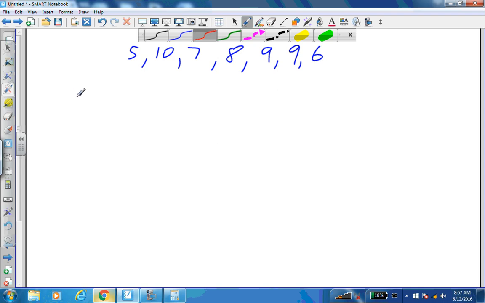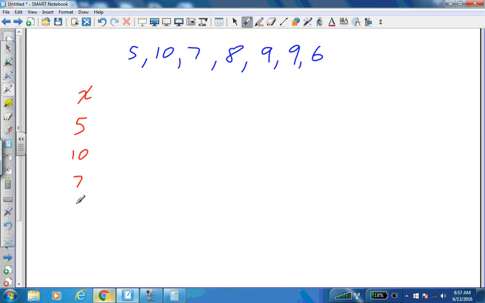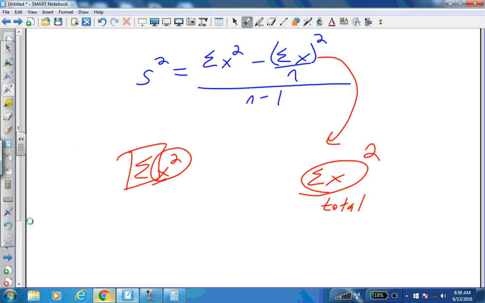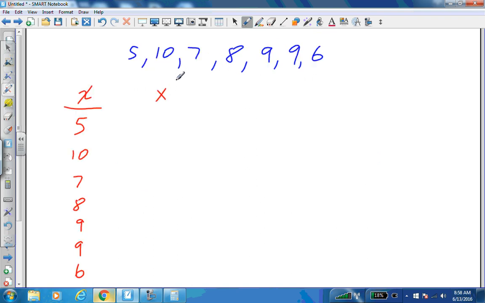So the best thing to do is to organize our data and our values into columns. So I'm just going to list these. For our formula, we need to know the sum of the x's. We also need to know the sum of x squares. So I'm going to have an x squared column, and we're going to take each data value and square it. So 5 squared is 25. 10 squared is 100. 7 squared is 49. And so forth.